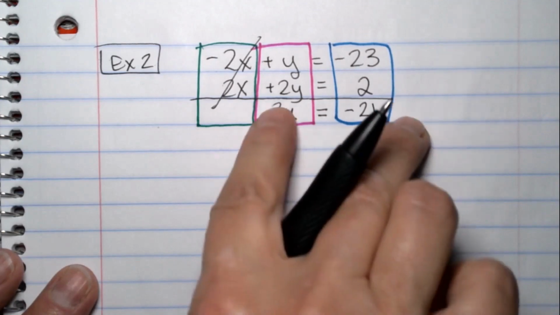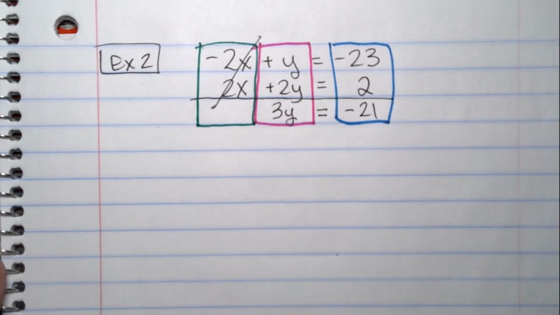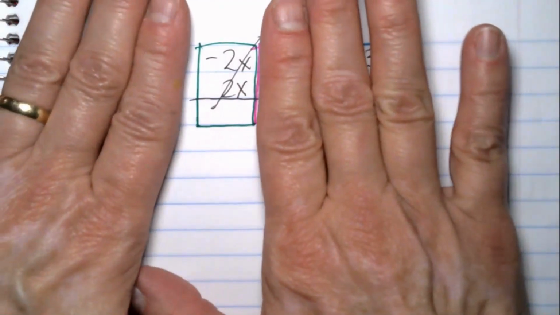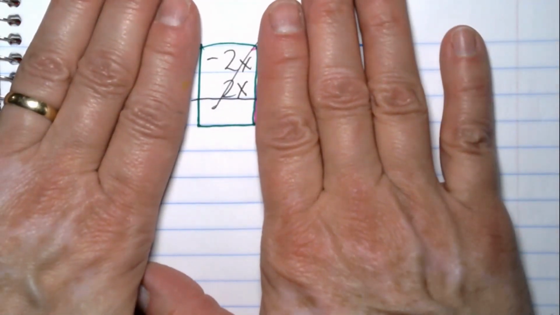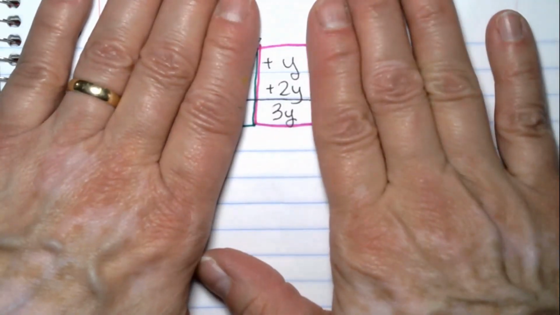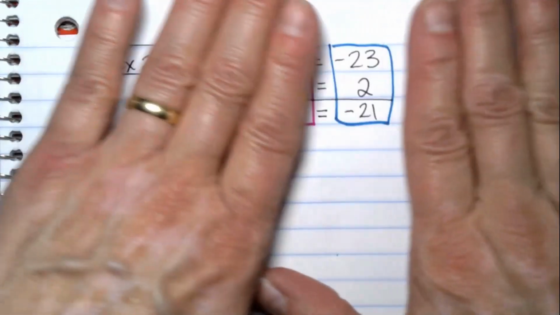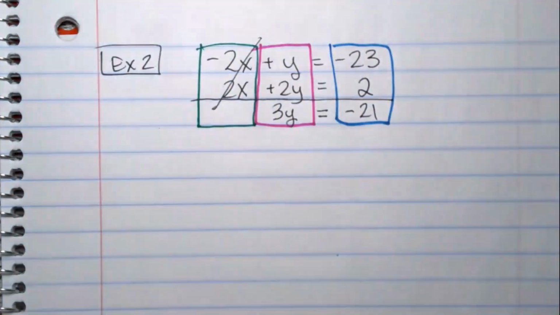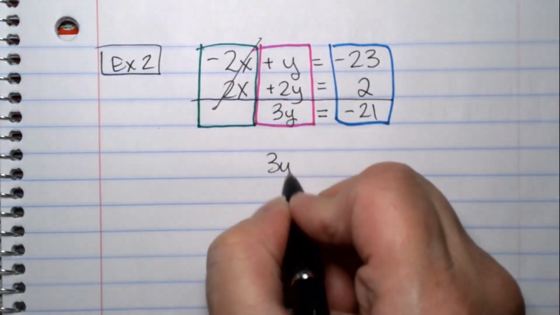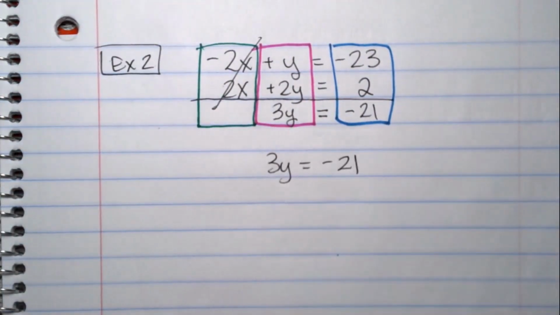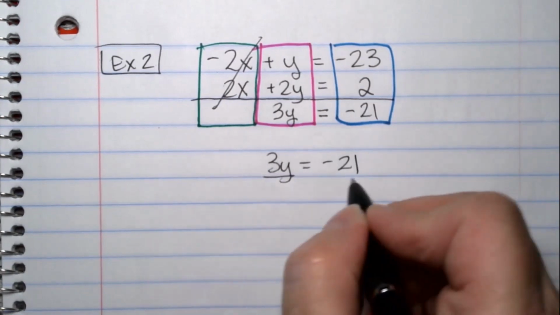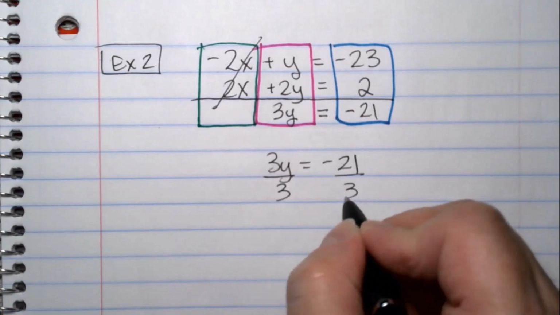Now, if you don't like the boxes, you can also do it like this. You just look at the x's. You can cover everything up with your hands if you want, or you can just look at the x's. You can just look at the y's. Just look at the numbers. Now we have 3y equals -21. How much work you show here is up to you. You can actually just write the answer. I'll put the divide by 3 underneath.